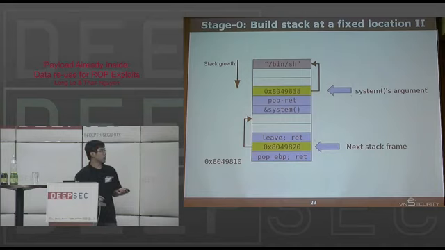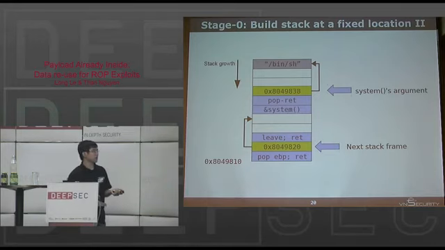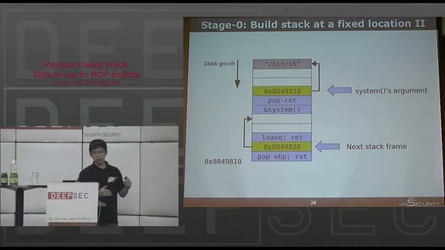So here is an example of the benefit of having a stack in a fixed location. For example, we choose this address, which is in the data section, to use as a new location for the new stack. And from this one, you can see you can control the next stack frame and things like that. And you actually can control the whole thing more easily.